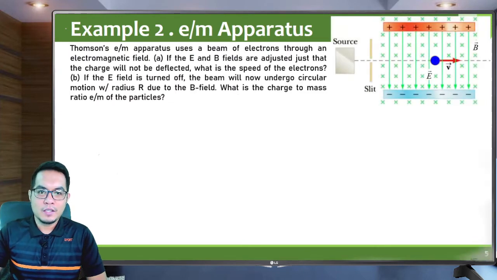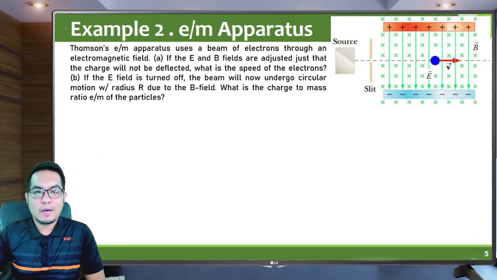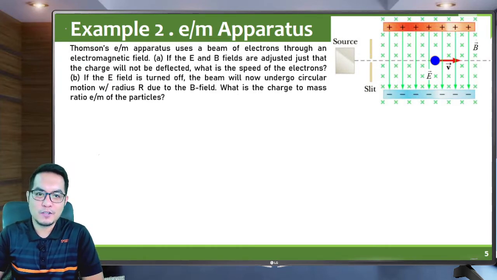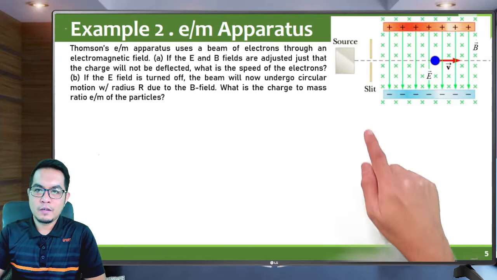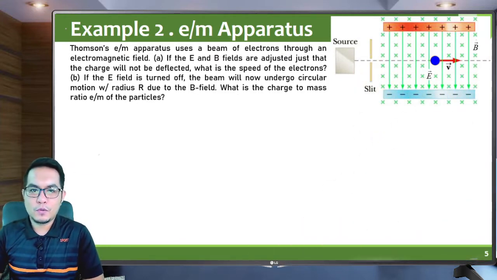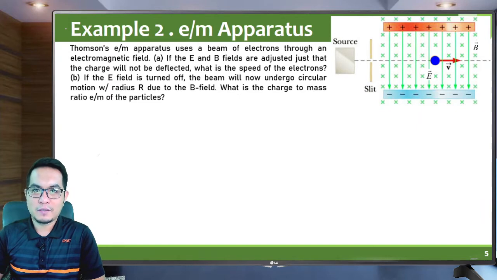So this example is about Thomson's e/m apparatus. e is the charge, m is the mass. So basically it's a charge to mass ratio apparatus, e/m apparatus. So in this apparatus, a beam of electrons from a source goes through an electromagnetic field.